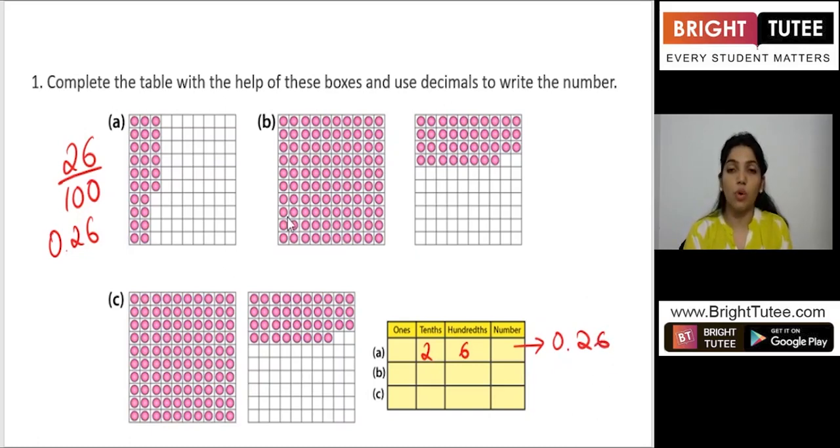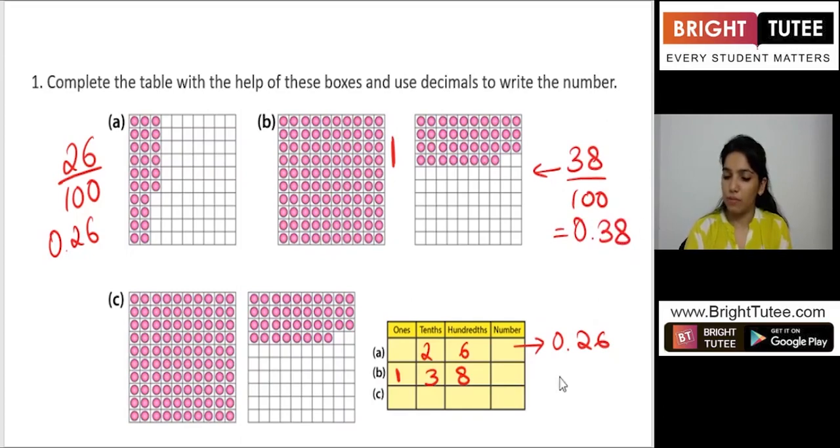Now the next one, that is the B part. We see the first whole 100 is completed. So 1 we have got in the ones. Then out of this, 1, 2, 3 and 1, 2, 3, 4, 5, 6, 7, 8. 38 out of 100 are shaded. So this is representing a 1 and this is representing 38 out of 100. Or we can write this as 0.38. So the number becomes 1.38.